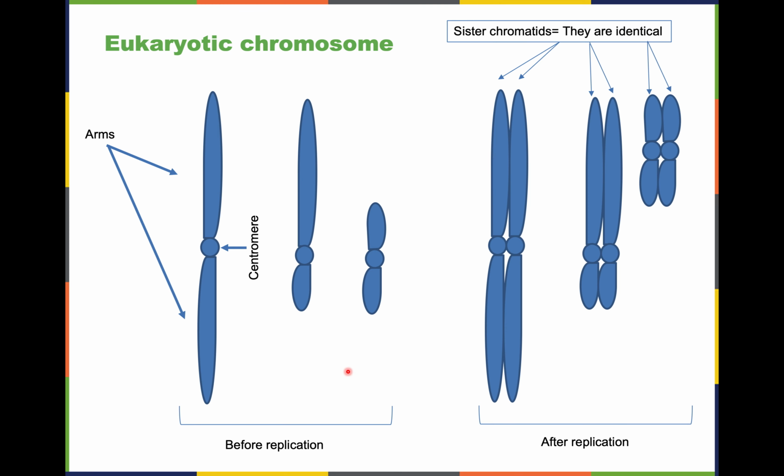So what do we call these copies? We call them sister chromatids. So when a chromosome replicates, it earns a sister. These sister chromatids are identical, and they are attached through the centromere.